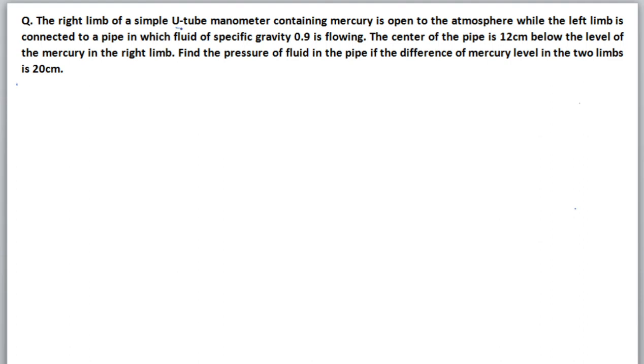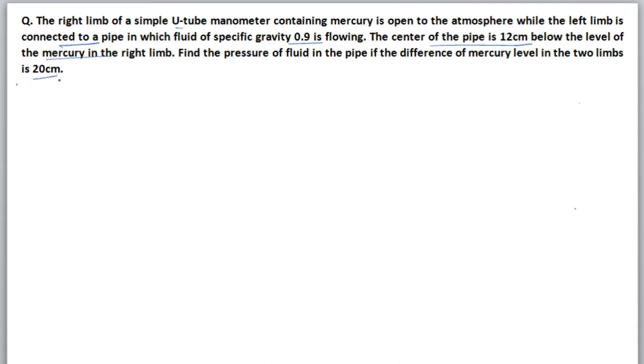The right limb of a U-tube manometer containing mercury is open to atmosphere while the left limb is connected to the pipe in which a fluid of specific gravity of 0.9 is flowing. The center of the pipe is 12 centimeter below the level of the mercury in the right limb. Find the pressure in the pipe if the difference of the mercury level in the two limbs is 20 centimeter.